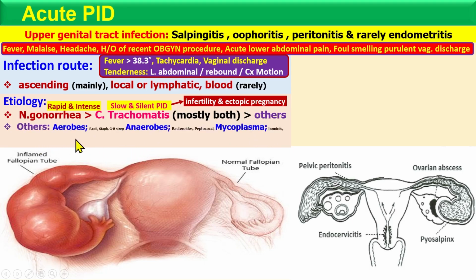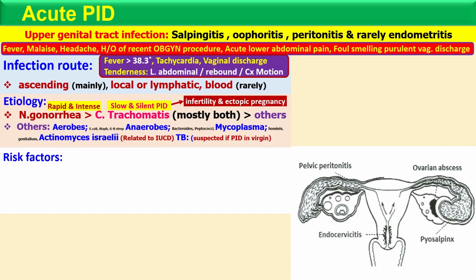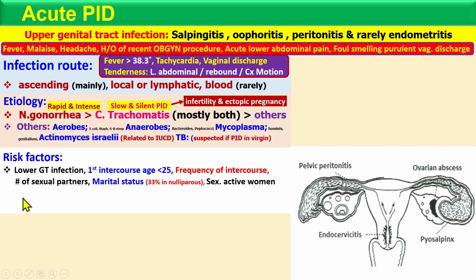What are other infective agents? Others are aerobes, E. coli, staph, group B strep, anaerobes, mycoplasma, and actinomyces, which is related to intrauterine contraceptive devices. And I suspect TB if the PID is in a virgin, meaning she has never experienced sexual intercourse; then you should think of tuberculosis. Okay, what are the risk factors for acute PID? If there is a lower genital tract infection, or if the age at first intercourse is less than 25 years, or an increased frequency of intercourse, or an increased number of sexual partners, or marital status: 33% in nulliparous, meaning they are not married, and sexually active women.